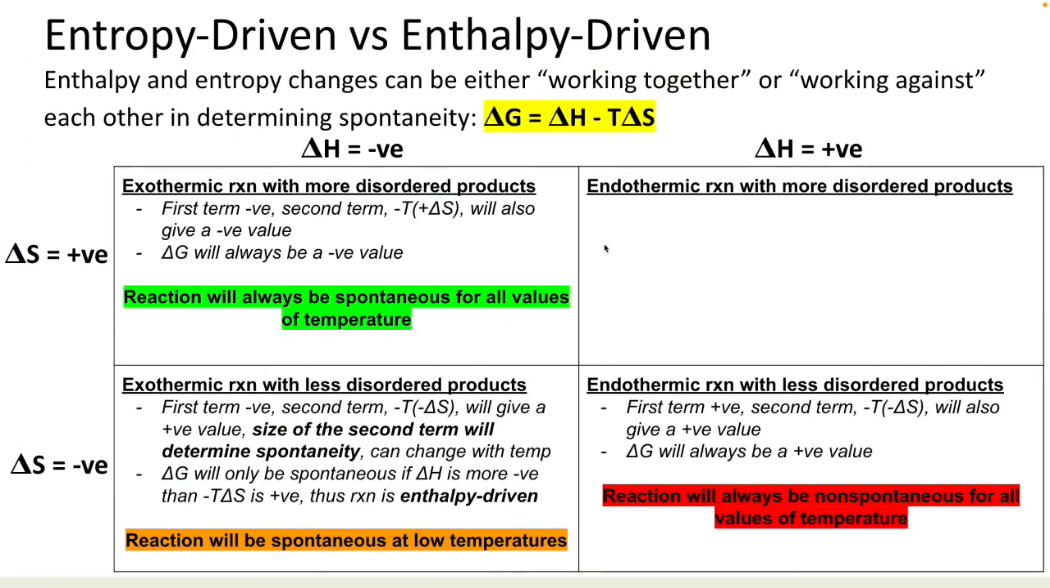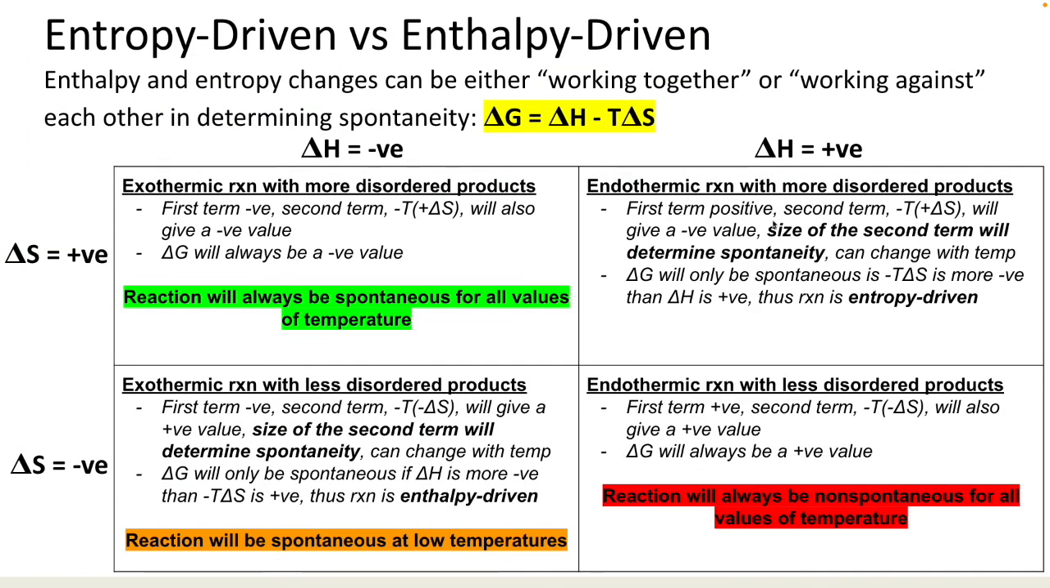What have we written down here? The first term is positive. The second term will give a negative value. So the size of the second term is going to determine the spontaneity. Now this is the opposite. We've got to make the magnitude of the second term larger than the magnitude of the first term. And we do that by increasing temperature. So in this instance, the entropy driven reactions will be spontaneous at high temperatures.